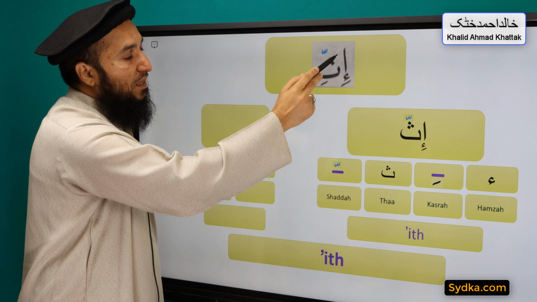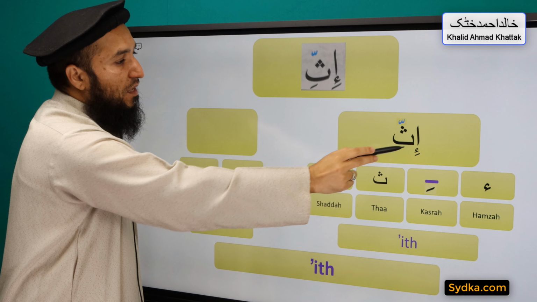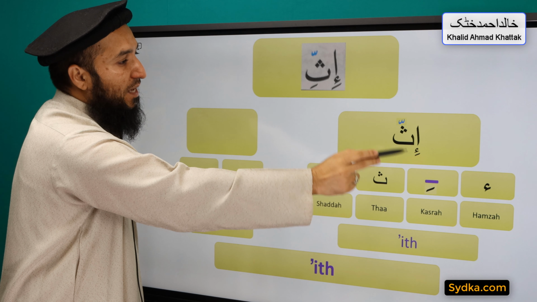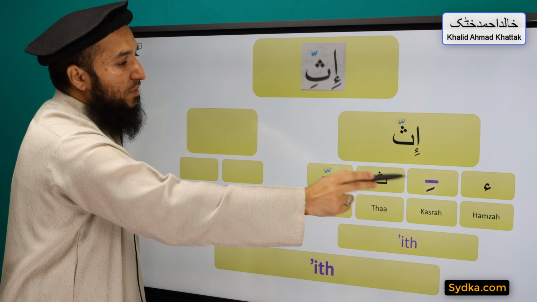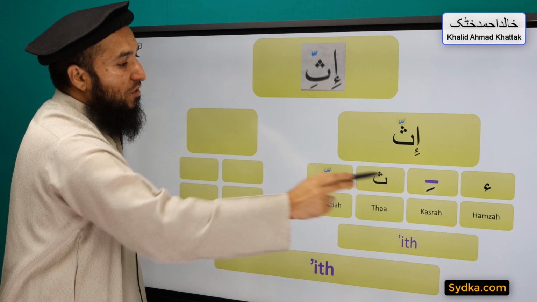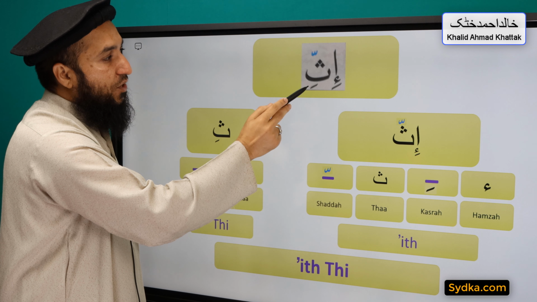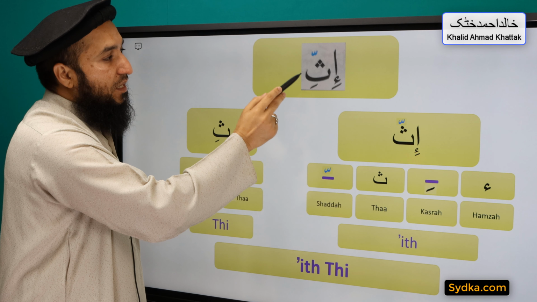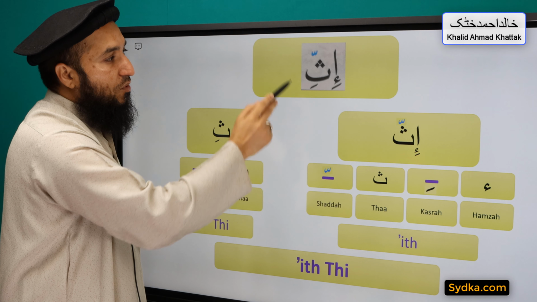Hamza, kasra, tha, shadda, ith. The second syllable we have is tha, kasra, thi. Tha is a light letter, it has kasra underneath and it is prolonged for one count.